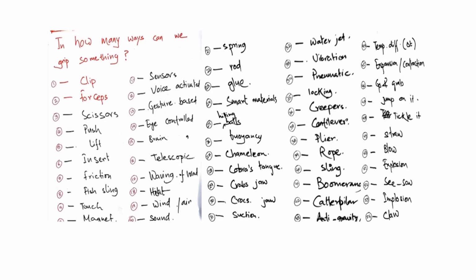Number is important, and look at the statement, na? Clip, forceps, scissors. No more elaboration. Magnet and lasso and this and that.